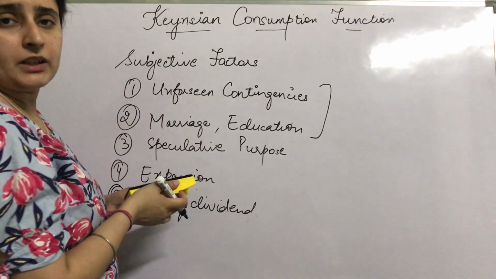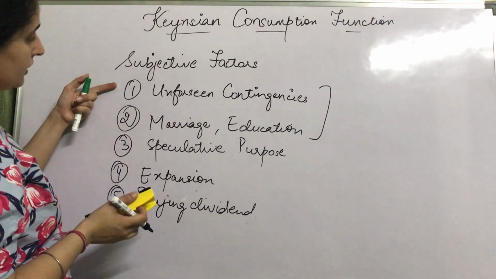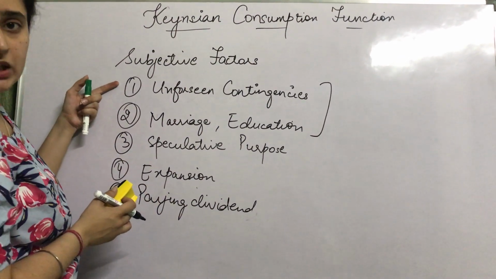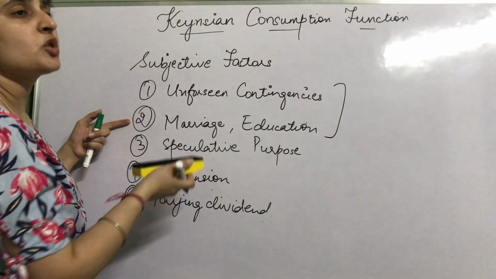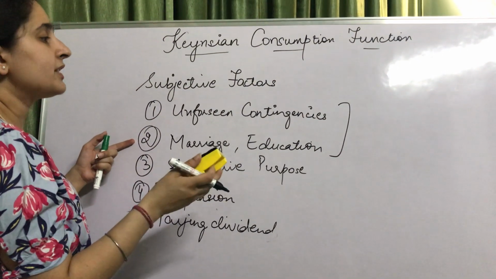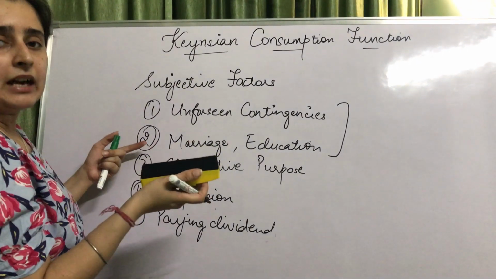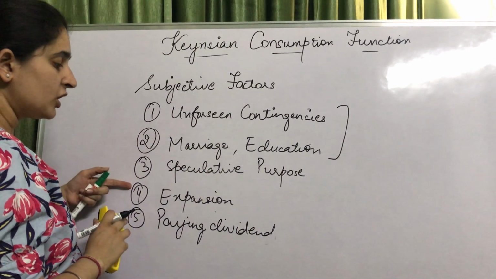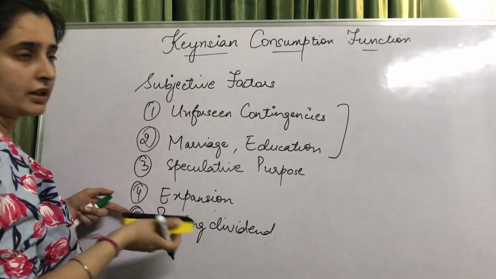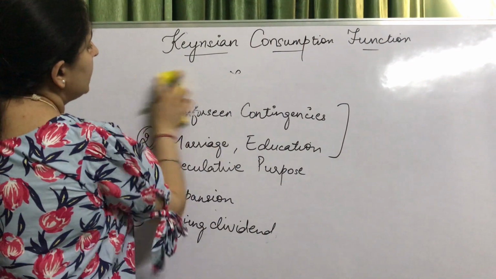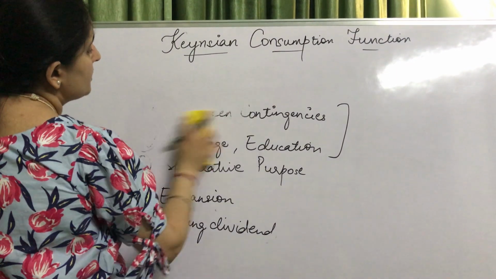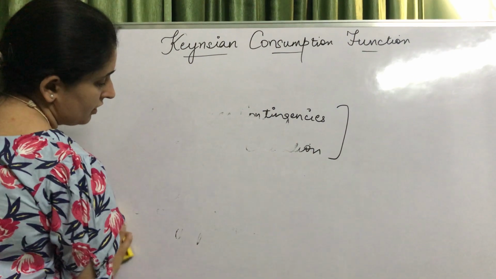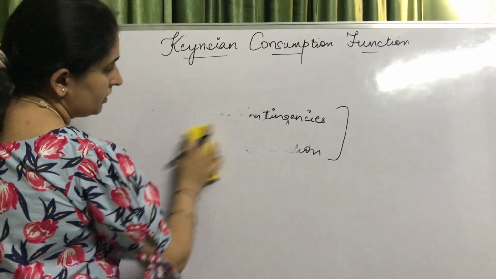Then come the objective factors. Let's discuss that, but before that let me recall: first is unforeseen contingencies. Marriage or education means some events that are predictable. Then speculative purposes, expansion, and paying dividends, right? So for all these factors. Both the factors are very important.